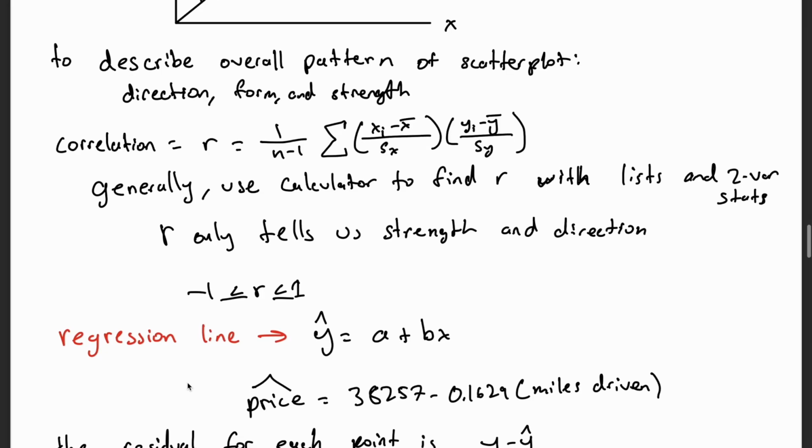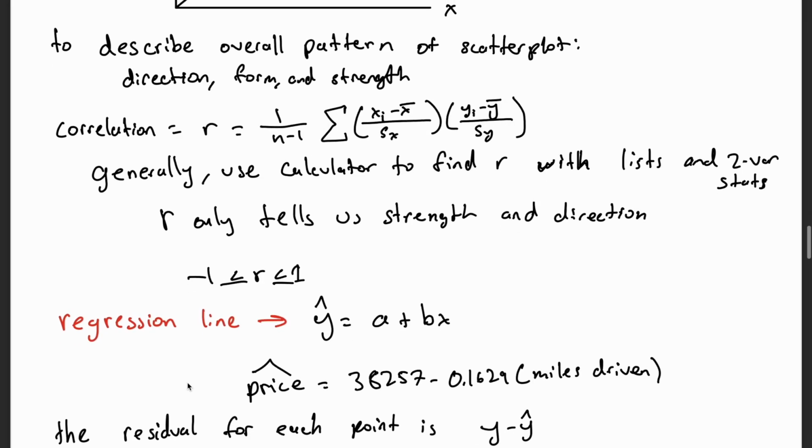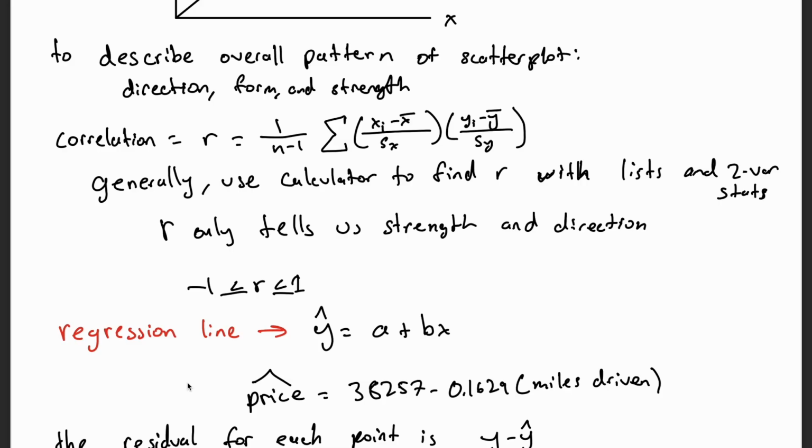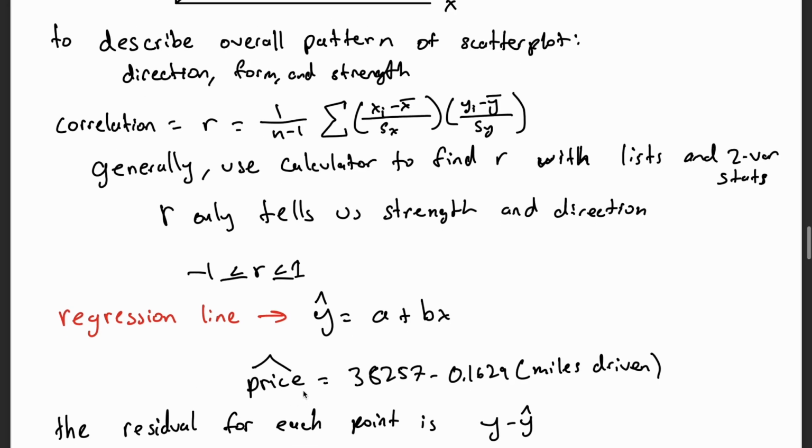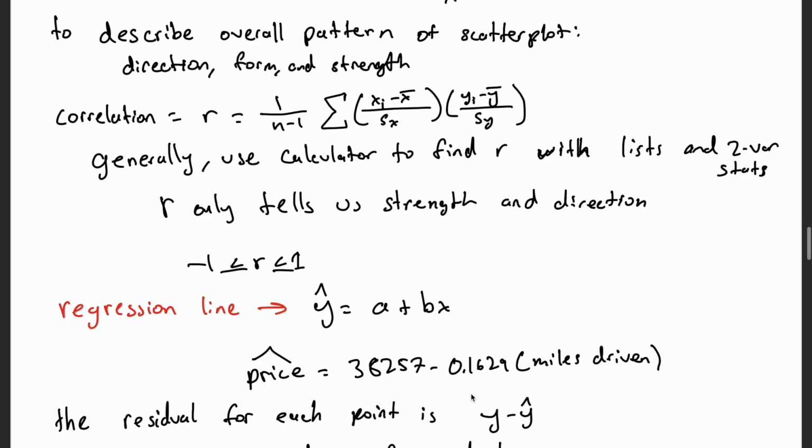So our equation for the least squares regression line is y hat equals a plus bx, where y hat is essentially the predicted value that's on the line for each x. An example of this would be the price of a car given the mileage driven. So the expected price of a car for every mile driven drops by 0.1629. And then it starts off at 38,257. So $38,257 is essentially your intercept, which is a, and b is negative 0.1629, and that is essentially your slope.